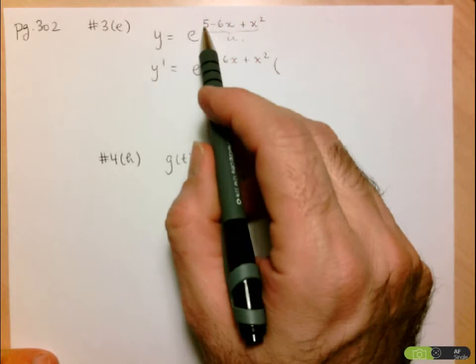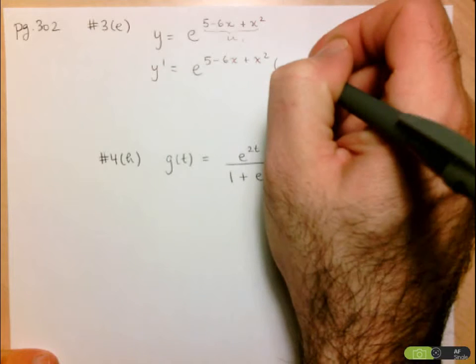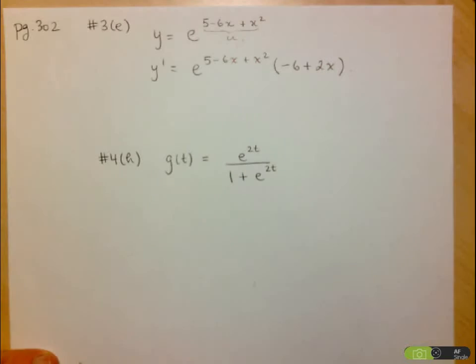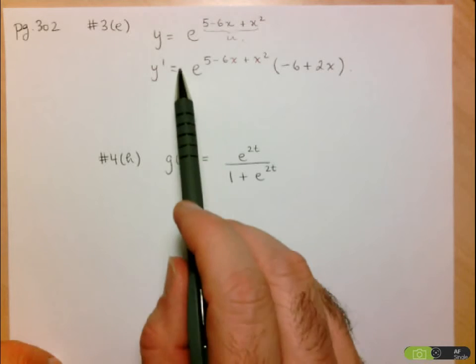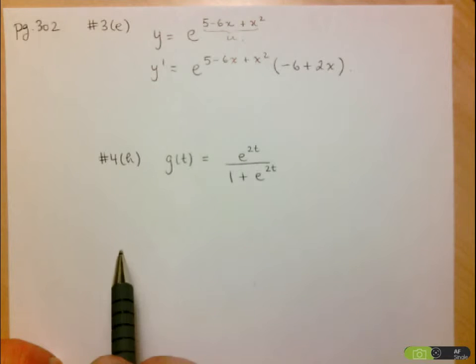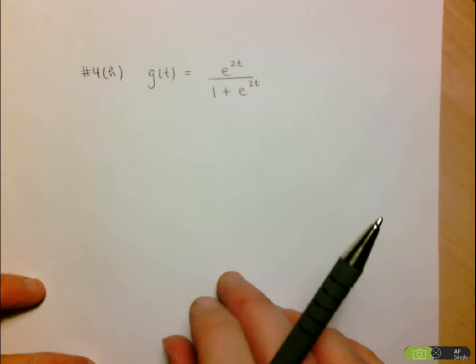So here, the derivative of 5 is 0. Here, the derivative of negative 6x is just negative 6, and then plus the derivative of x squared, which is just 2x. Okay, and that's it. So we see it's the exact same procedure. We just happen to be working with this new derivative, e to the x, that we know. Okay, let's move on to 4h.